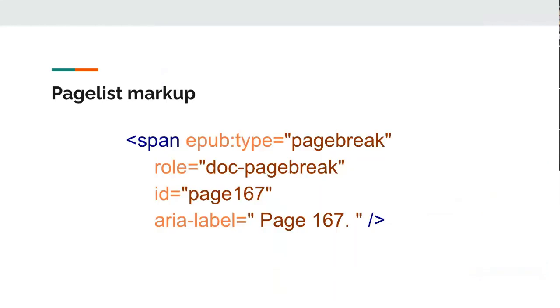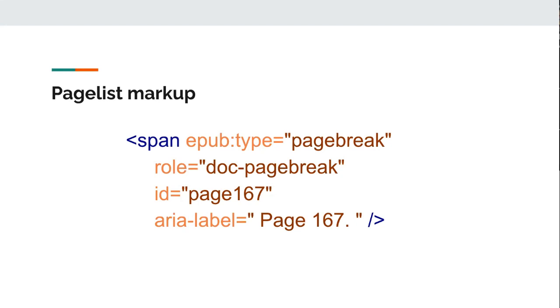And this is what the page list, I know, crying emoji, I hear you. This is what the page list markup should look like. So be careful that you're using an EPUB type equals page break and then ARIA role of doc-page break, an ID number with an ID that aligns rigorously with the ID in the toc.xhtml or the navigation document. And then the ARIA label.